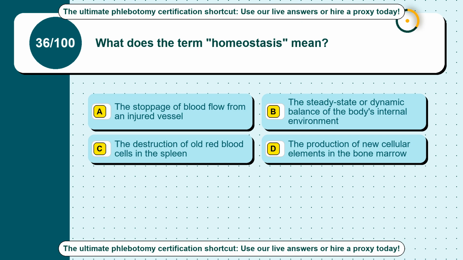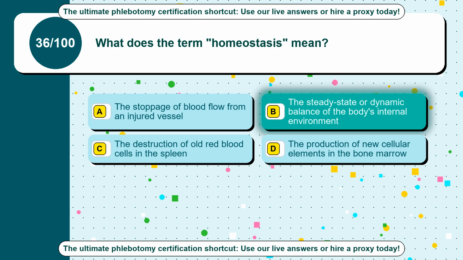The destruction of old red blood cells in the spleen. Option D. The production of new cellular elements in the bone marrow. The correct answer is option B. The steady state or dynamic balance of the body's internal environment.